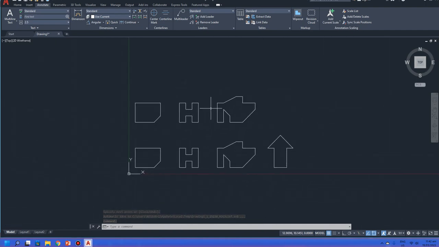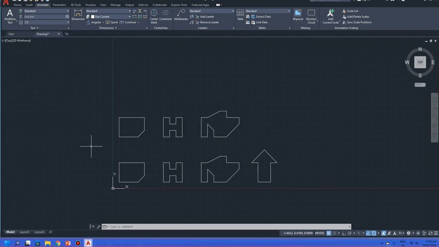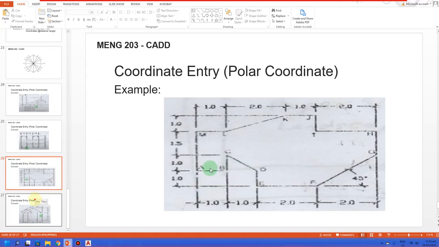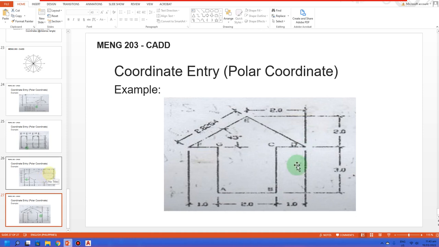Okay, so it is hard to indicate the distance or the angle if the example does not have a specified angle or distance. Okay, so let's try to do our last example here.